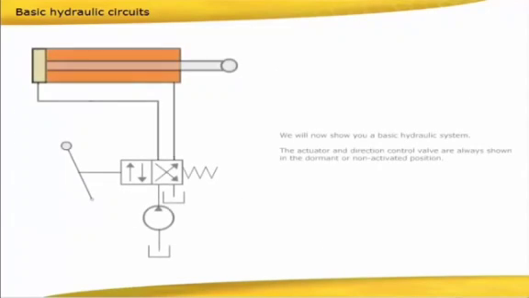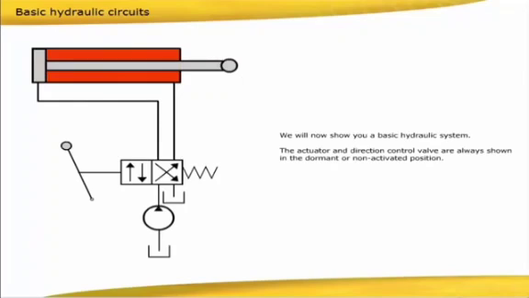We will now show you a basic hydraulic system. The actuator and direction control valve are always shown in the dormant or non-activated position. Activate the lever on the direction control valve to move the actuator.